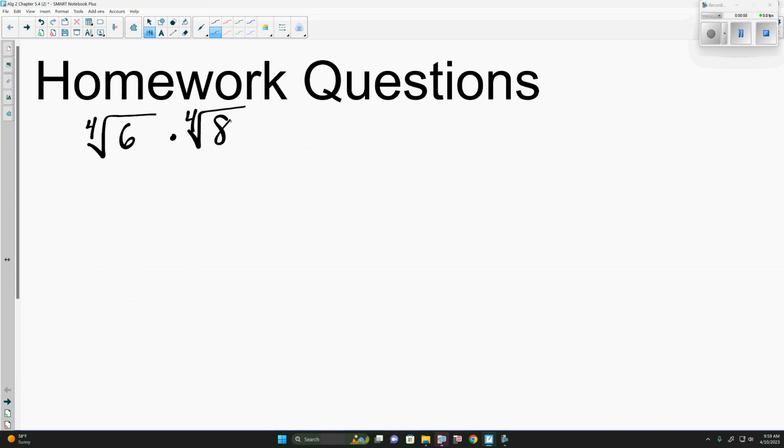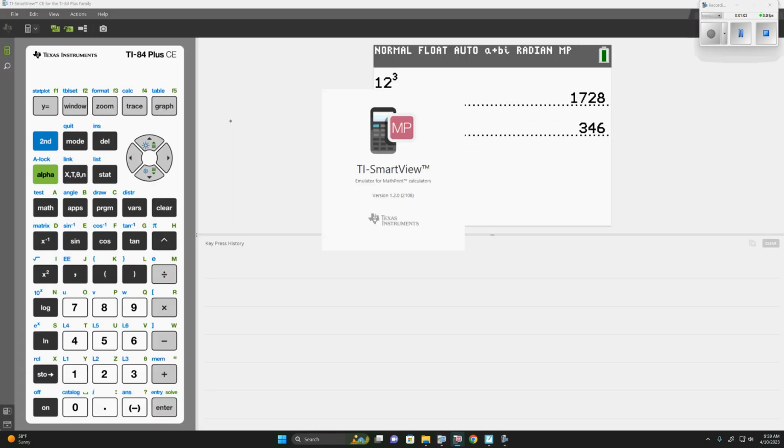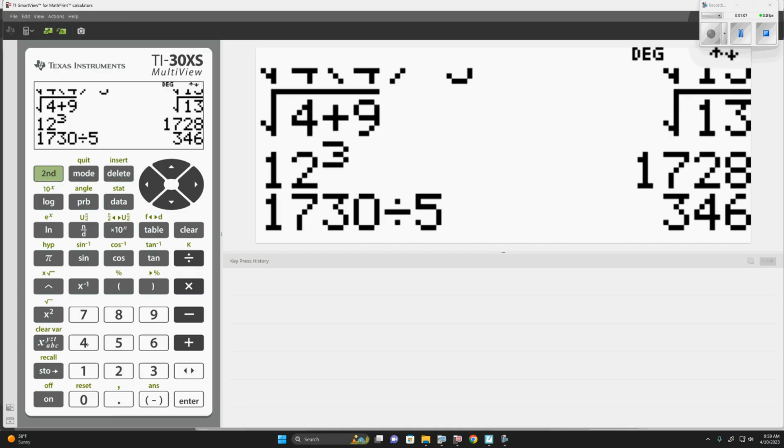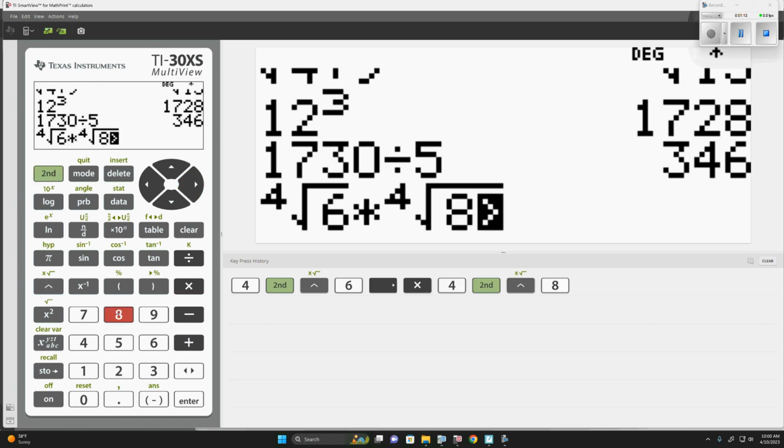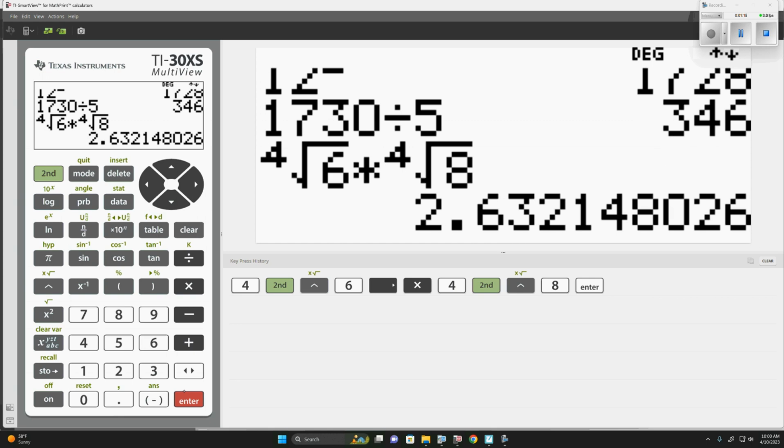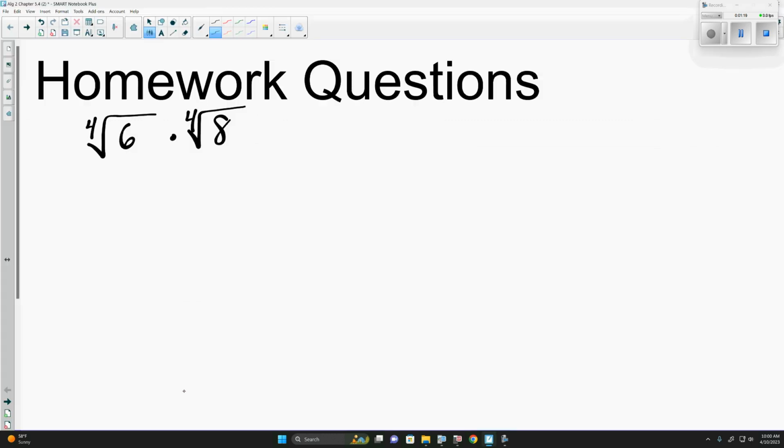So for 15, we're looking at the fourth root of 6 times the fourth root of 8. Now, we can try this on the calculator and see what it tells us. So we can say the fourth root of 6 times the fourth root of 8, and it gives us a decimal answer. So we can't just do this in the calculator to get an answer.